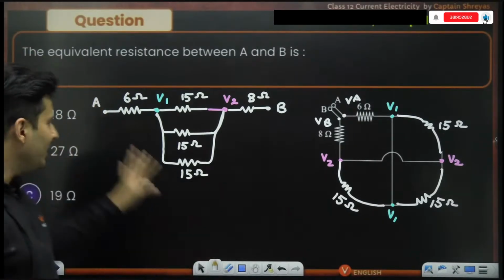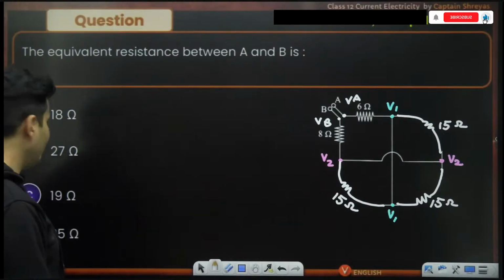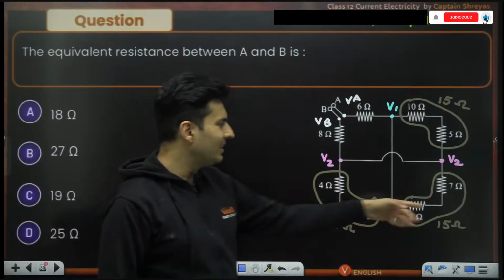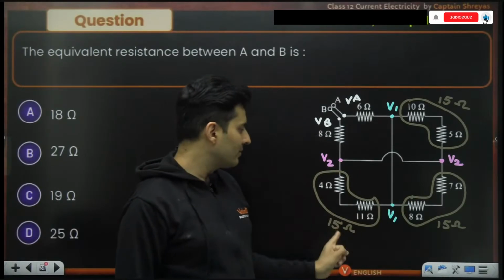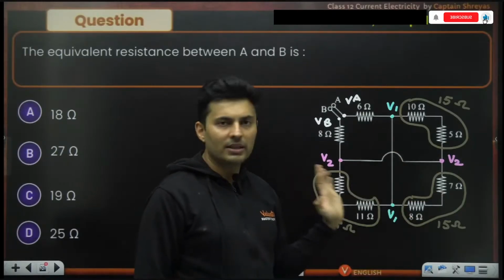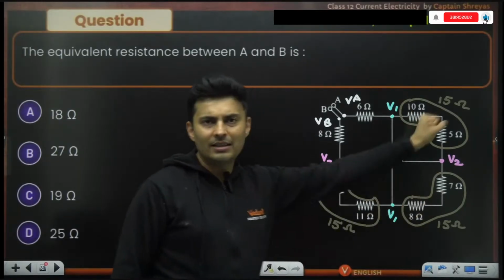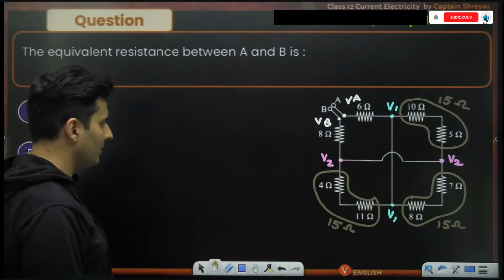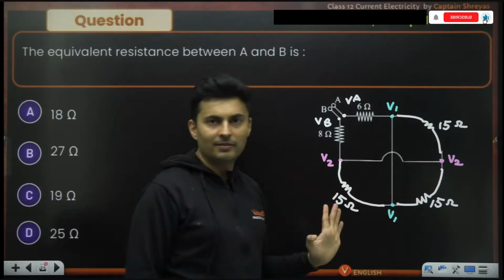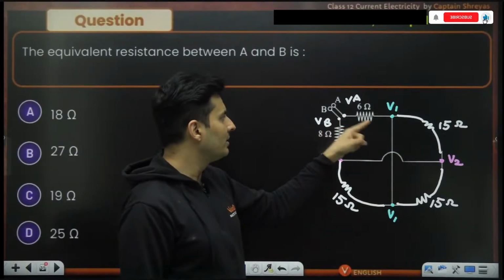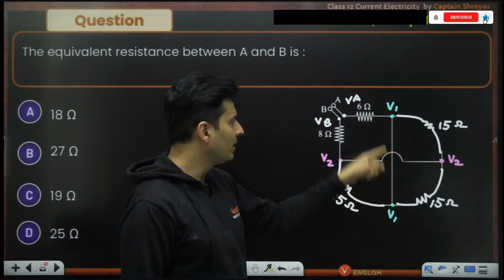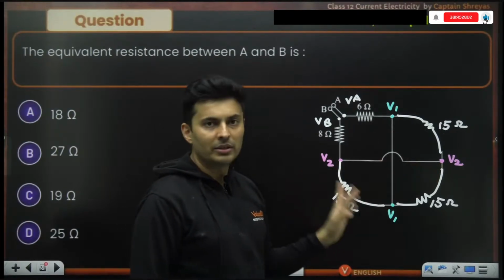Yes. So in this particular problem, what we first did, we saw there are some simple series resistors. Like this is 15, this is 15, 10 plus 5 is also 15. So first we condensed these three series resistors into 15, 15 and 15. Now we mark the voltages. If this is V1, this is also V1. If this is V2, that is also V2.